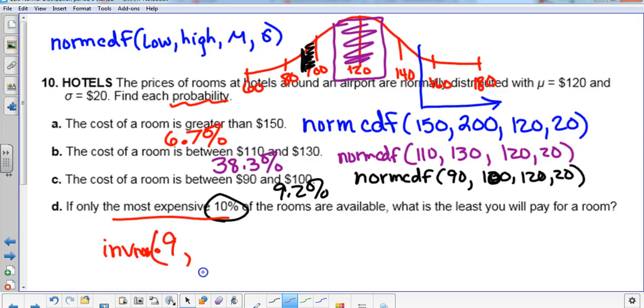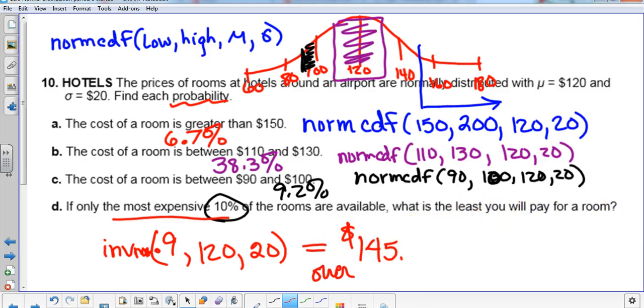But if you look at that inverse norm screen, is there something else we could put in for this question instead of just finding the z-score? What if we don't put in 0 and 1? We put in a mean of 120 and a standard deviation of 20. It'll spit out exactly what that cutoff cost is. I'm just going to leave it at $145. So what is the least you will pay for a room? You will pay over $145. Everybody okay?